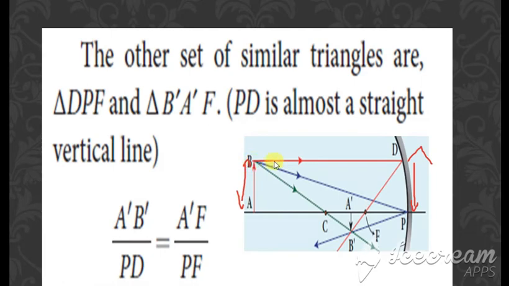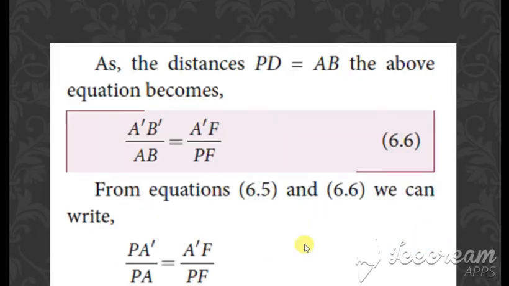AB is a parallel line, isn't it? So can we say this distance is equal to this distance? Okay, so we can say that PD is equal to AB. That is the next one. So PD is equal to AB, so instead of AB we are writing this equation here.